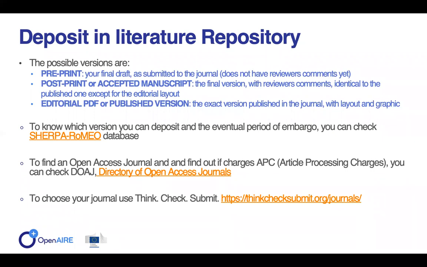So the final version can be the editorial PDF or published version. This is the exact version that you see published on the journal website with layout and graphics that are typical to the journal. Usually this version is available for deposit in your repository for open access journals and is, as said, identical in the contents to the postprint. So these are the three versions that you can choose to deposit in your repository.